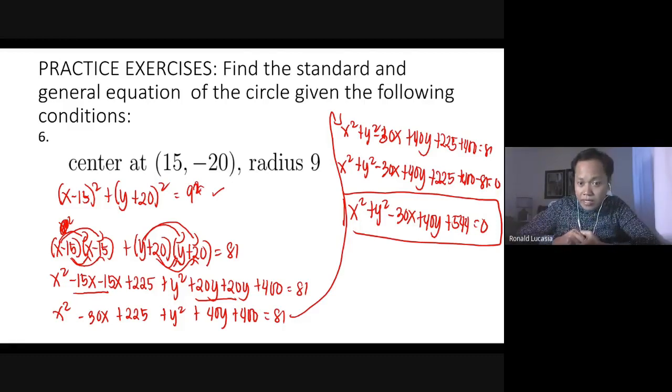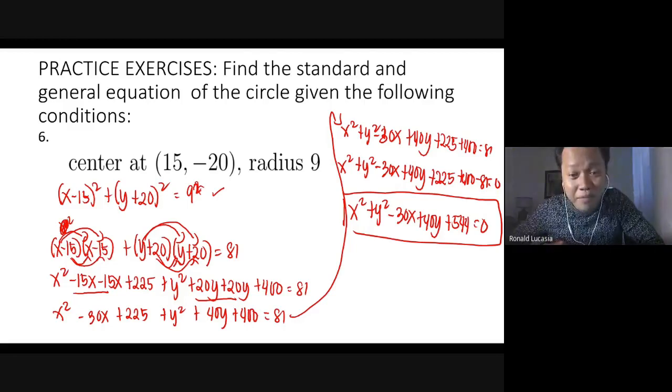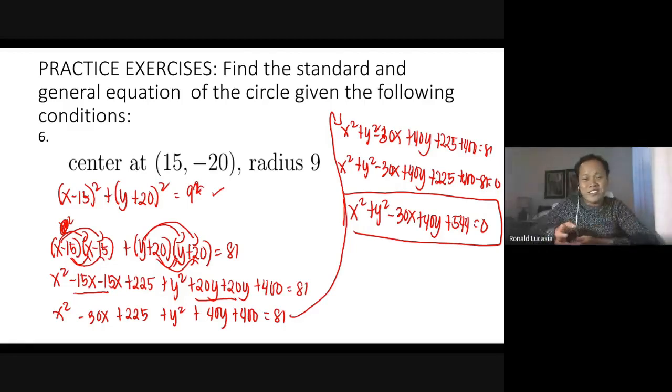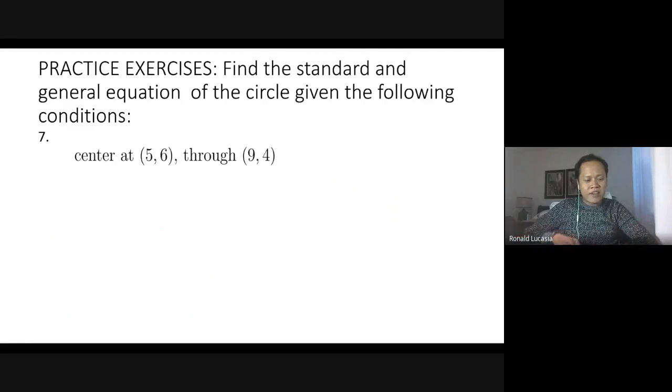If you don't understand the lesson, please unmute yourself. I may not know what your questions and clarifications are, so please tell me what confusions you have. No one is asking a question. Let's try number 7. How do we do it?